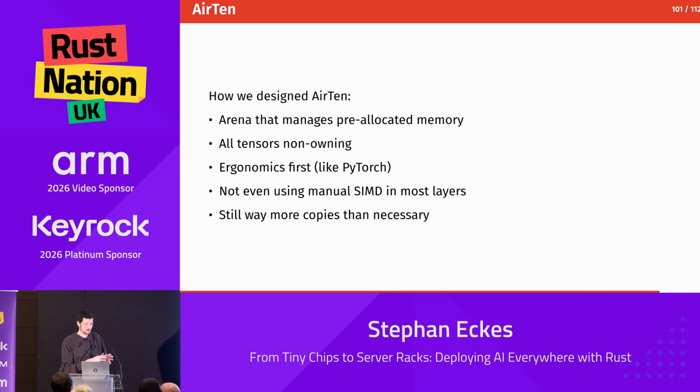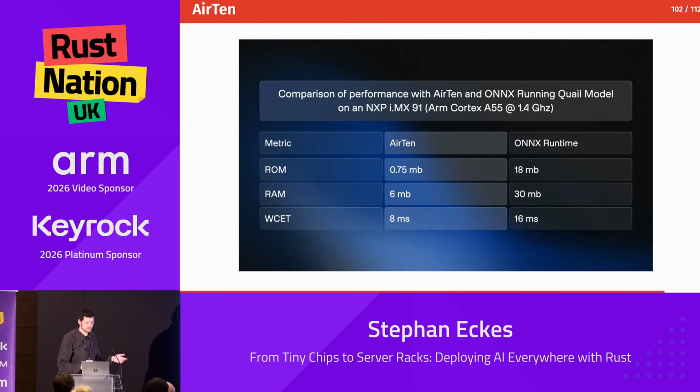And still, although I put so much effort into ergonomics and not into making it really fast, we were in the end way faster than ONNX Runtime. So you see, we were using 0.75 megabyte instead of 18, and ROM 6 megabyte instead of 30 in RAM, and 8 milliseconds worst case execution time instead of 16 with ONNX Runtime. And I mean, I'm not a super intelligent coder. I was just using this as my project and wrote Rust code, and it just was working so well. So yeah, that could also be an option for you.